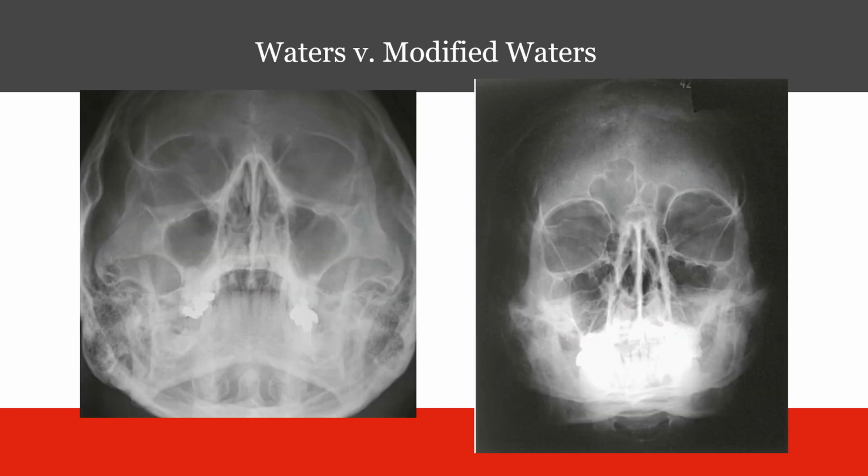And here are the two images side by side. In the Waters method, you can see the dens inside the foramen magnum. You can also see that the maxillary sinuses are completely clear, and that the petrous ridges are projected below the maxillary sinuses. In the modified Waters, the petrous ridges are in the maxillary sinuses.